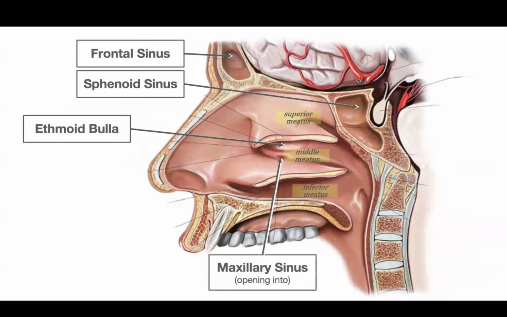In the middle meatus, you're going to notice something called the ethmoid bulla. The ethmoid bulla is a bulge formed by ethmoid air cells. We'll look at these in a little bit.